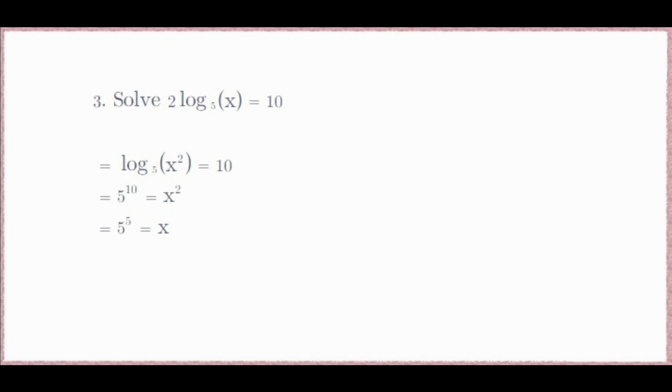So we can take the square root of both sides and we'll end up with 5 to the 5th equals x. And then we get that x equals 3,125. In this case, we don't take plus or minus because the original function had x on the inside of the log, and so the log domain does not allow us to have an x that is negative.